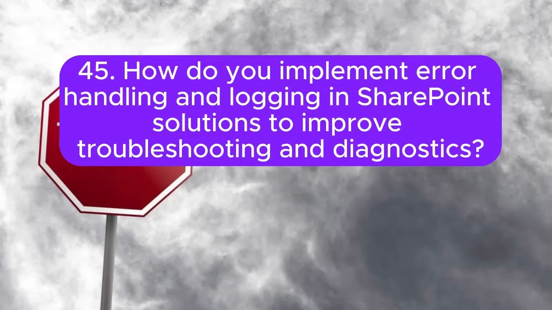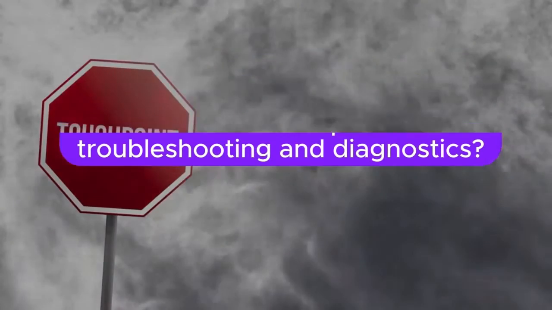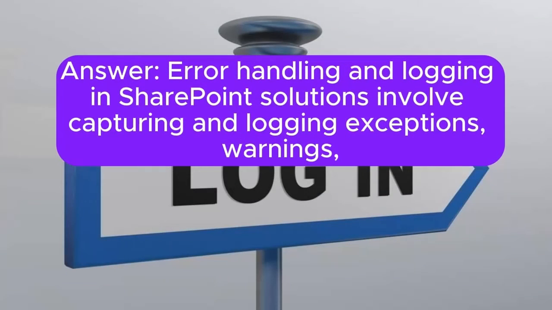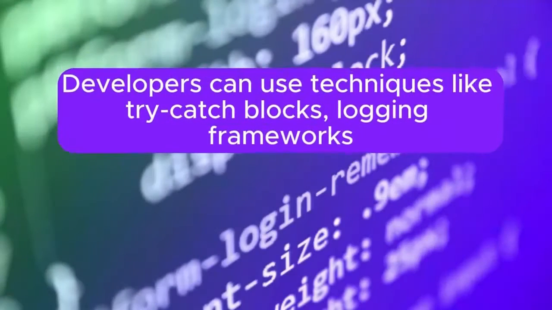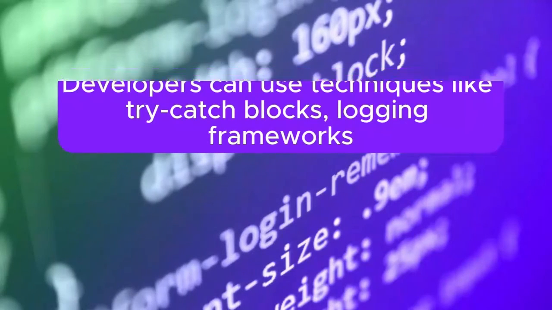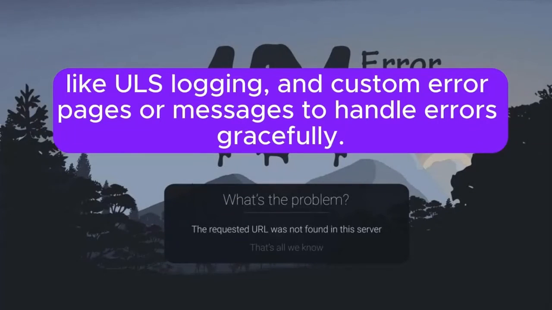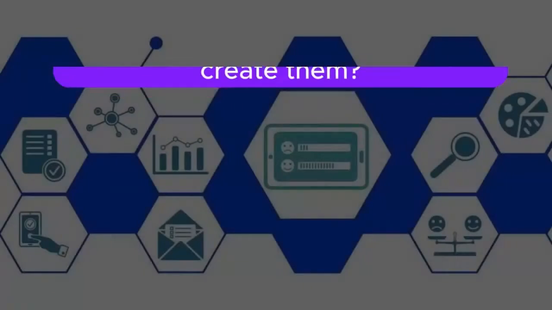45. How do you implement error handling and logging in SharePoint solutions to improve troubleshooting and diagnostics? Answer. Error handling and logging in SharePoint solutions involve capturing and logging exceptions, warnings, and debug information to help diagnose and troubleshoot issues. Developers can use techniques like try-catch blocks, logging frameworks like ULS logging, and custom error pages or messages to handle errors gracefully.